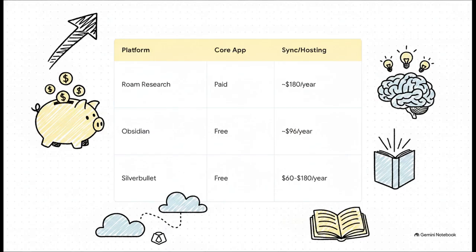Roam is roughly $180 a year. Obsidian is free for personal use, sure, but their sync service for multi-device access is going to run you about $96 a year. SilverBullet software is completely 100% free. You only pay for minimal cloud hosting using Docker, which generally runs somewhere between $60 and $180 a year. If you switch, this self-hosted setup can easily pay for itself in the very first year. Plus, you get that massive added bonus of total data portability.